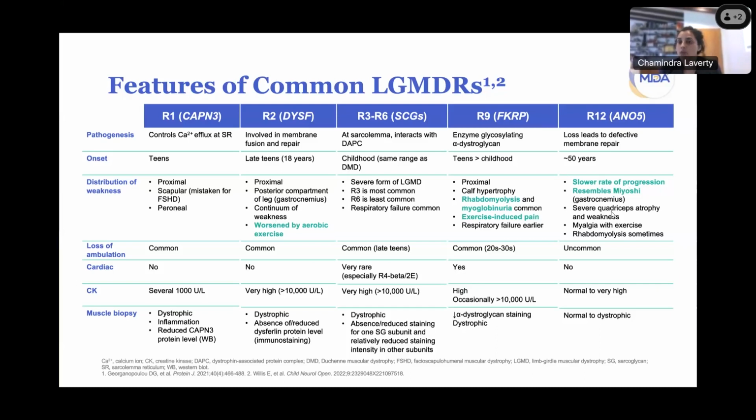And this is the one that can have severe quadriceps atrophy, so they can have a lot of weakness across the knee. They have a lot of muscle pain, and rhabdo can happen on occasion. The CK is usually high, usually several thousand, anywhere from 5 to 10,000. There are a few patients who have normal CKs, and the muscle biopsy oftentimes correlates with the CK. It is often dystrophic if the CK is elevated.